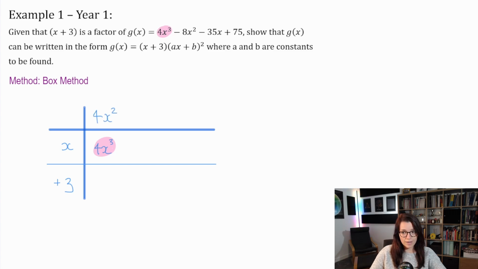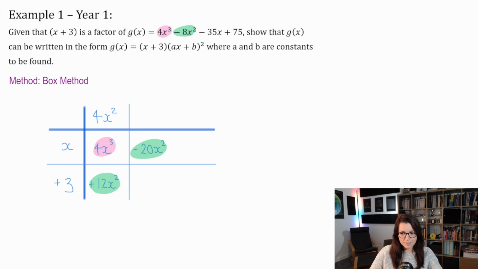You then take your 4x squared and you multiply it by 3, which would give you plus 12x squared, which you write there. That column is done, so we can put a line there. We then look at the next thing in the polynomial that we want to divide, which is minus 8x squared, and look at what we already have in the grid. So we already have plus 12x squared. So in order to get to negative 8x squared, we must take away 20x squared from 12x squared. So minus 20x squared goes there.